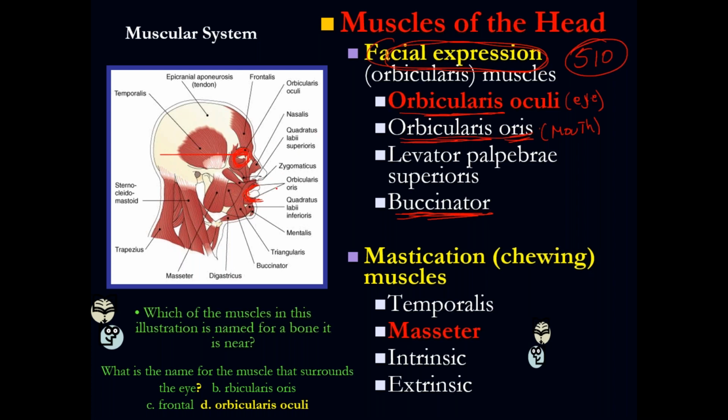We have the frontalis, we have the zygomaticus, we have other things, but I just want you to remember the orbicularis oculi here, the orbicularis oris here, and here we have the buccinator muscle, the muscle of the whistles, right? Whistle. All right, so then we have the mastication.